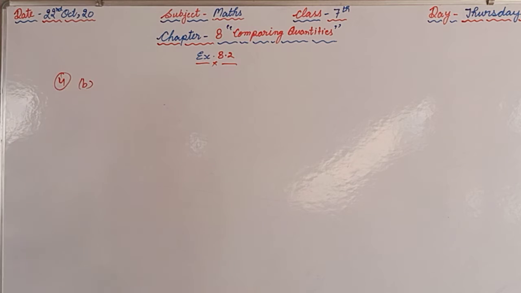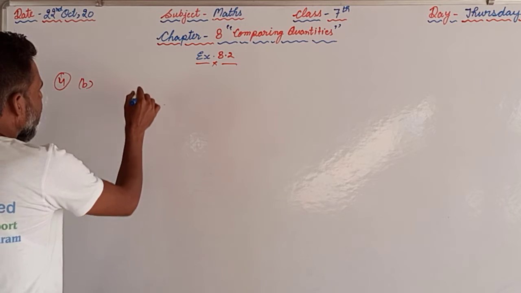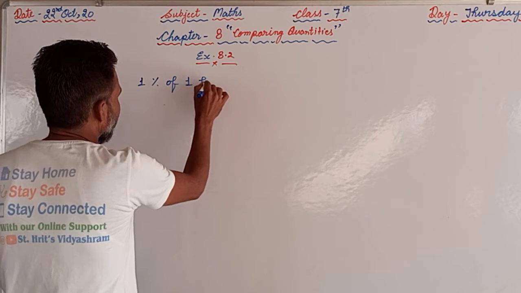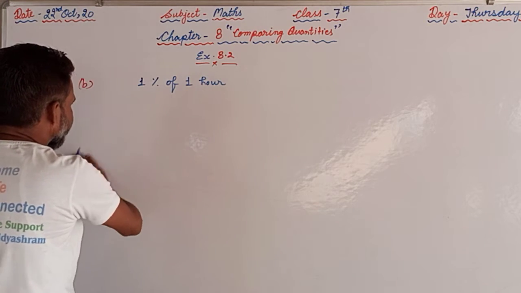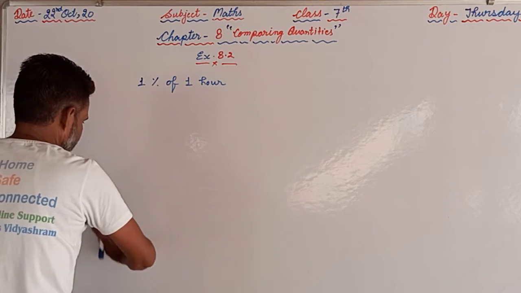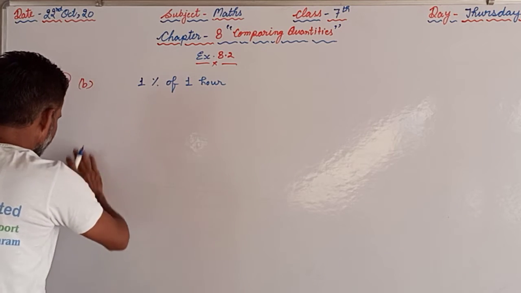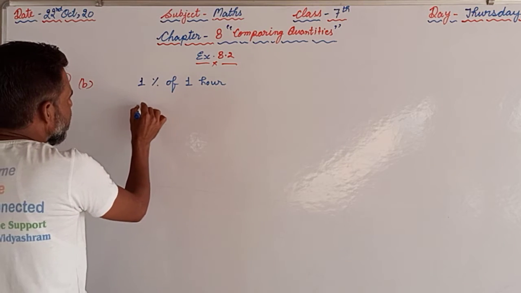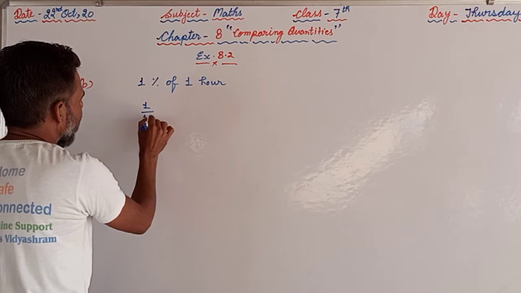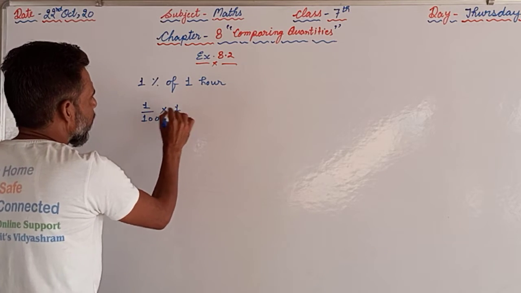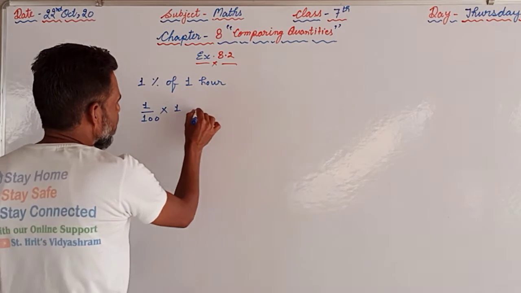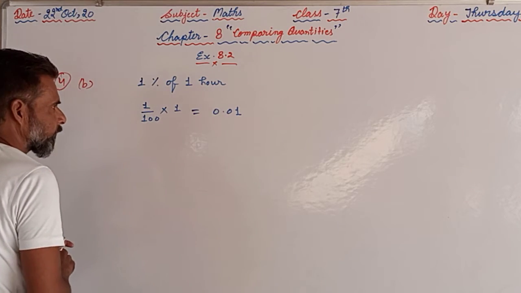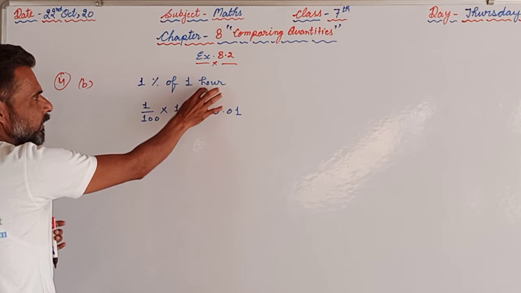In B part we have to find 1% of 1 hour. One percent means 1 upon 100. Of means multiply, 1 hour. So that can be written as 0.01, if we are not changing that hour into minutes.